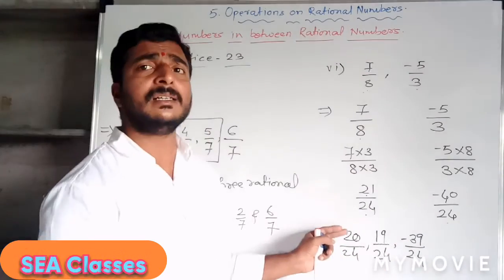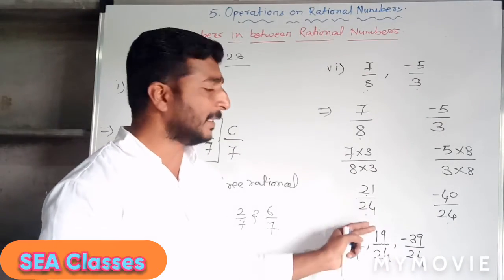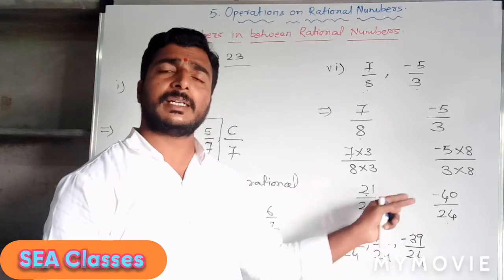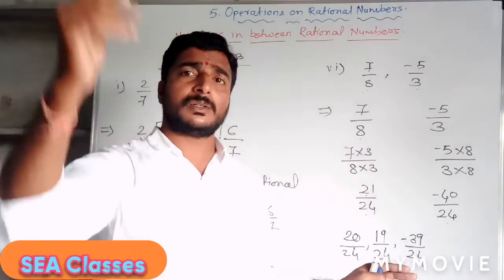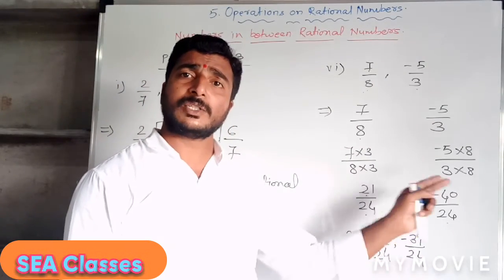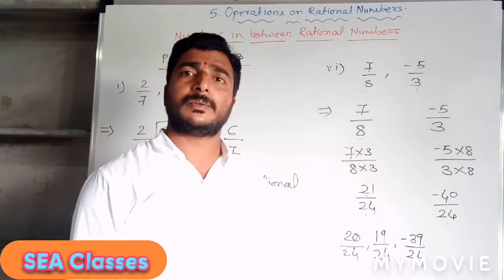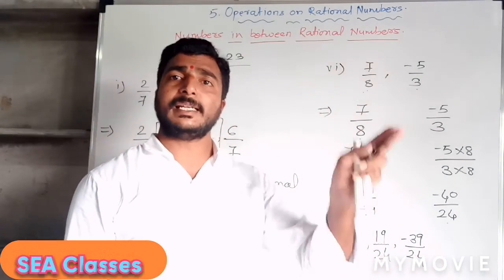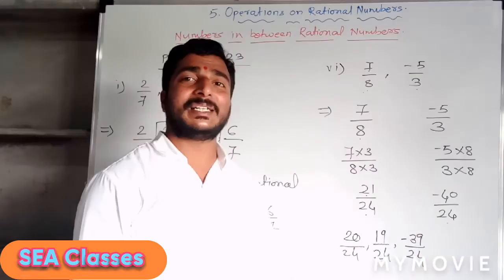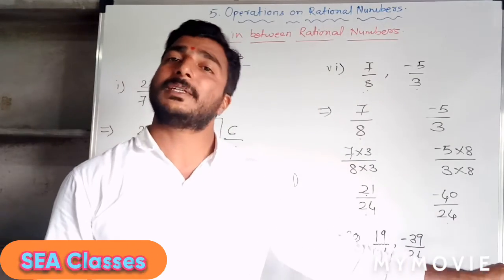So you take them as rational numbers. So 20 upon 24, 19 upon 24, you can take 18 upon 24, 17 upon 24, 16 upon 24, 15 upon 24, and put the dots. You can take minus 1 upon 24, minus 2 upon 24, minus 18 upon 24, minus 21 upon 24, minus 29 upon 24, and minus 39 upon 24. And after that there will be minus 40 upon 24.